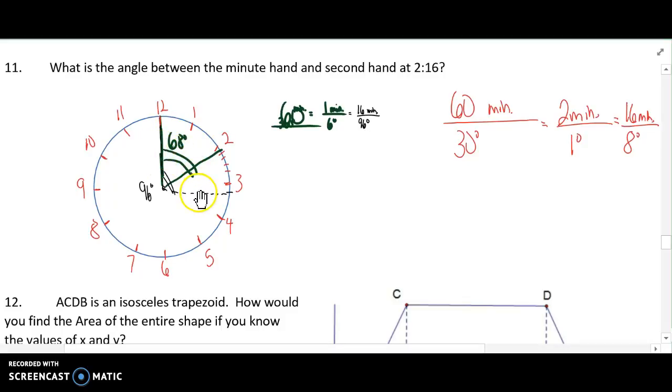This whole thing is 96. This part is 68. We want to find this angle in between that I'm coloring in yellow. So if we took 96 minus 68, we would get 28 degrees between the minute hand and the second hand at 2:16.